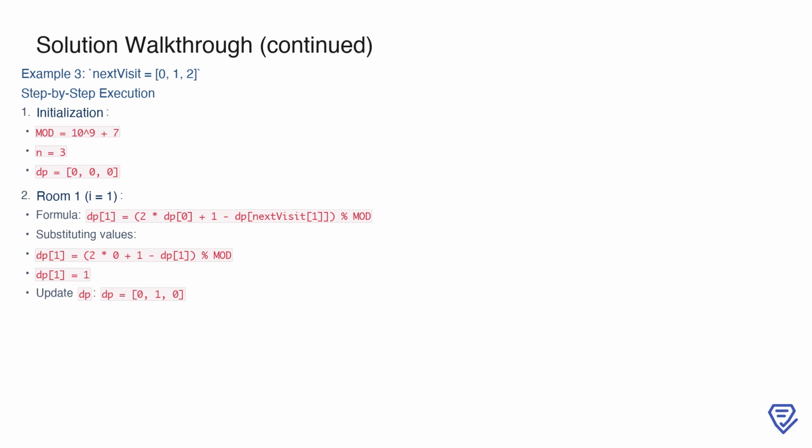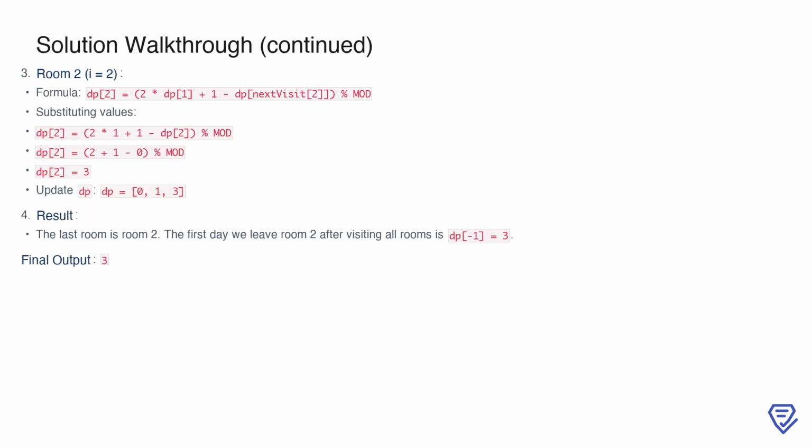Updating the DP array, it becomes 0, 1, 0. This sets the stage for calculating the day we leave room 2 after visiting it twice. Finally, for room 2, we compute DP[2]. Using the formula DP[i] = (2 * DP[i-1] + 1 - DP[next_visit[i]]) % mod, we substitute the values. For DP[2], this becomes (2 * DP[1] + 1 - DP[next_visit[2]]) % mod. Since DP[1] is 1 and DP[next_visit[2]] is 0, this simplifies to (2 * 1 + 1 - 0) % mod, which equals 3.